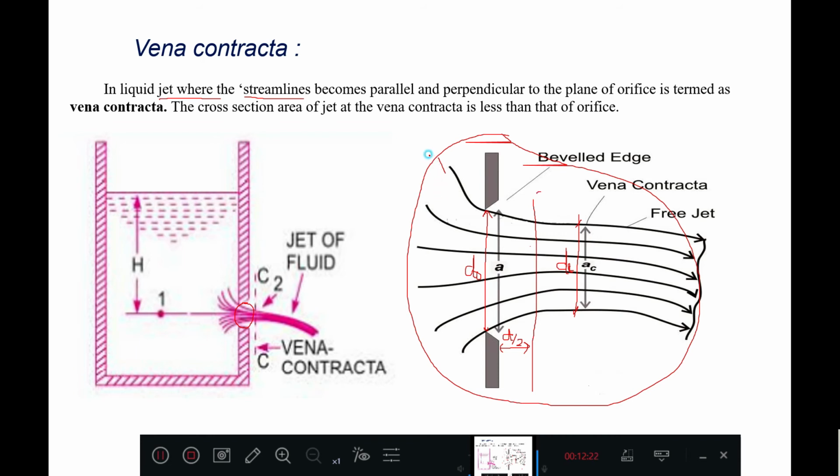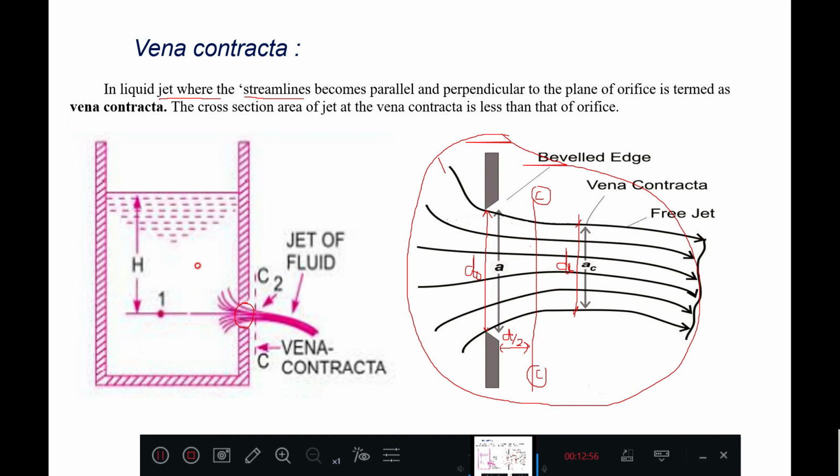at that particular point the vena contracta will be present. So vena contracta is nothing but the veins of the streamlines getting contracted, and at that particular region the area will be minimum and the velocity will be more. That particular region is what we call the vena contracta. Then again, after the vena contracta, the jet diverges and is attracted towards the ground because of the gravitational force.